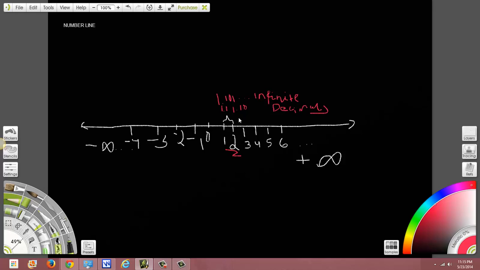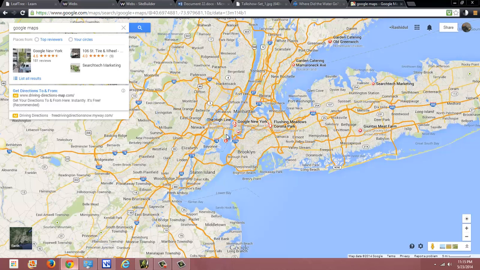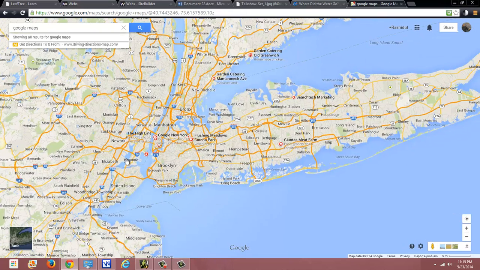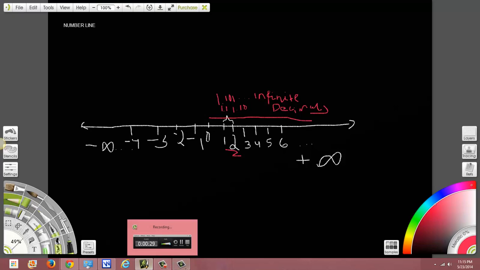So that's basically the number line. It's just like a map of New York City, except it's made out of numbers.